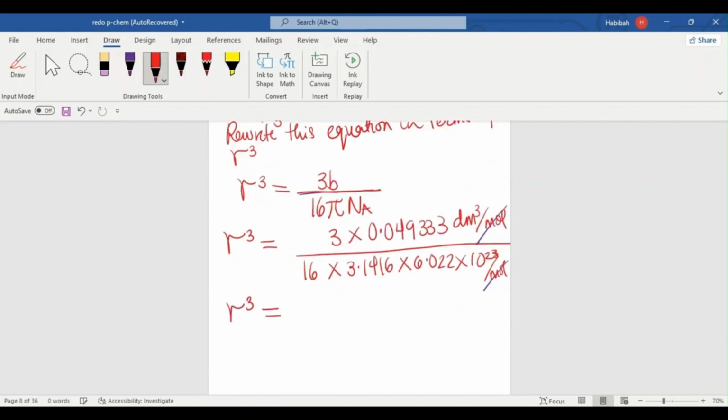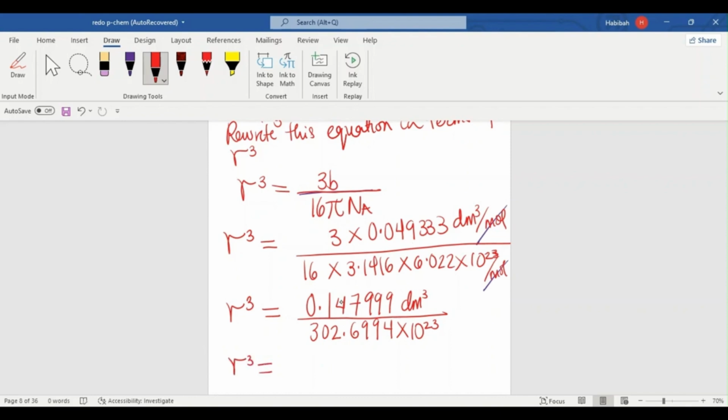So next we have 3 times 0.049333 decimeter cube. We're going to multiply the information in the numerator to get 0.147999 decimeter cubed, divided by 16 times 3.1416 times 6.022 times 10 to the power of 23. When you multiply the information in the denominator, you end up with 302.6994 times 10 to the power of 23. Of course, we're going to further divide this.